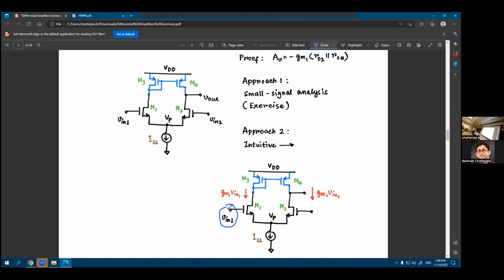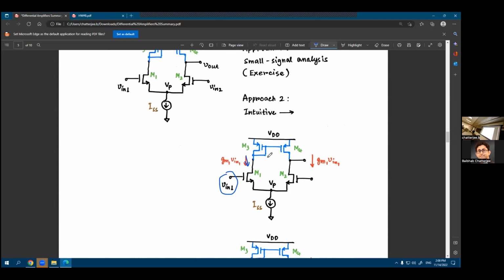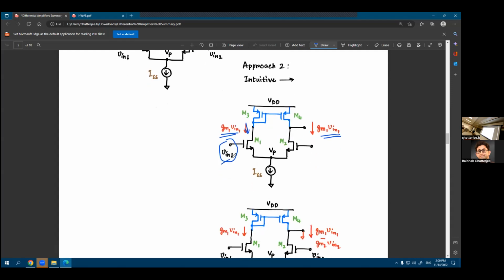If we have only one of the inputs present, the current that is created in the left hand side branch will be GM1 times V in 1, and that current will be mirrored on the right hand side branch, right? The PMOS configuration that you see on top is a current mirror. So what's the job of the current mirror? It will just duplicate the current on the reference branch to the mirror branch. So if the current on the reference branch is GM1 times V in 1, the mirrored current on the other side will also be GM1 times V in 1.